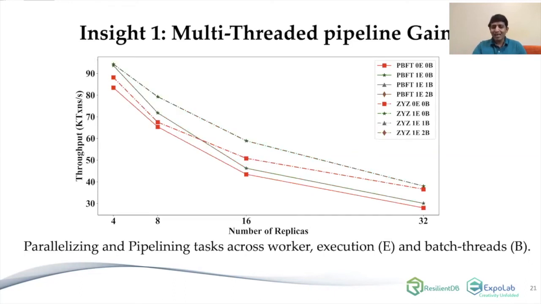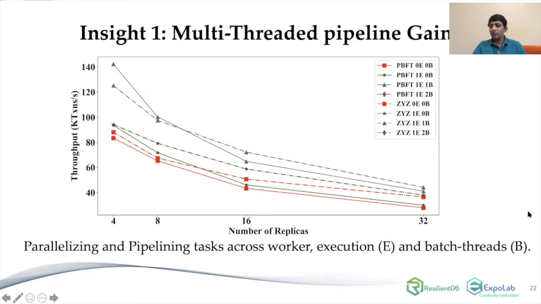But as soon as we gave an extra execution thread, basically as soon as we separated out execution from ordering, we can clearly see that there is a change in performance. In fact, there's already a variant of PBFT which has started performing better than Zyzzyva's variant in some initial setting.